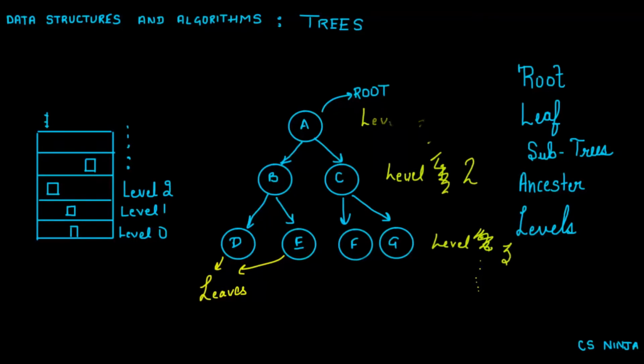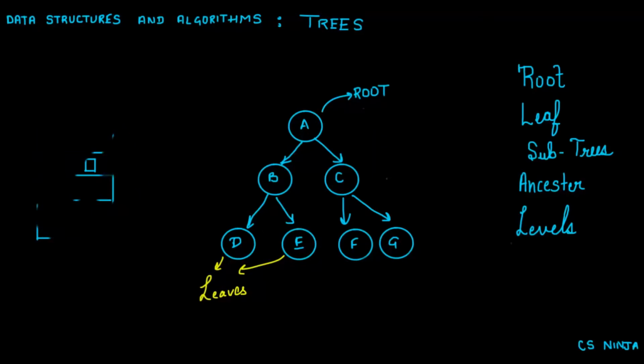Now let us learn what are children. All the nodes below that specific node are its children. In this case, B and C are children of A. Similarly, D and E are children of B. In a similar fashion, we can define a new term which is known as parent. As we know that B and C are children of A, so we can say that A is parent of B and C. Similarly, we can say D and E have a common parent as B.